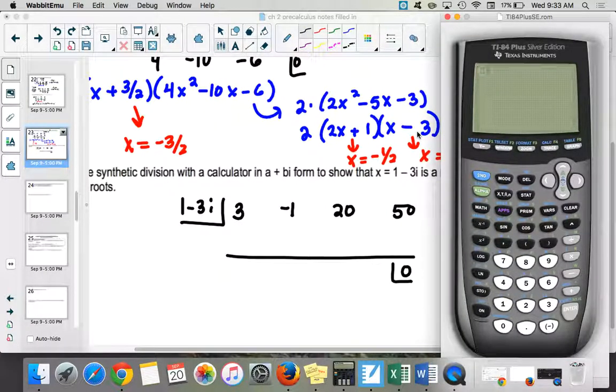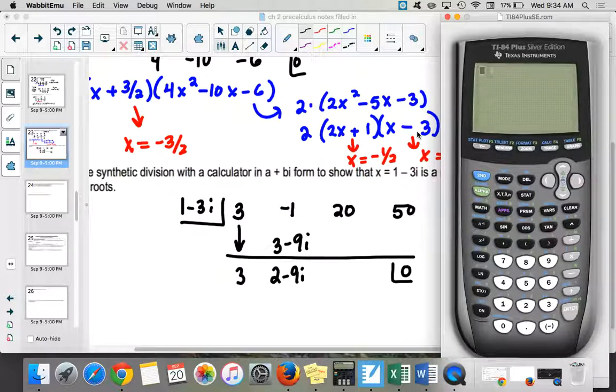So the first step in synthetic division is we drop the 3, right? So we're going to do 3 times 1 minus 3i. Now that one you can probably do in your head. What's 3 multiplied by 1 minus 3i? 3 minus 9i. And then we add straight down. Can you do that one in your head? Yeah, -1 added to 3 minus 2i is 2 minus 9i. Do we agree with that?